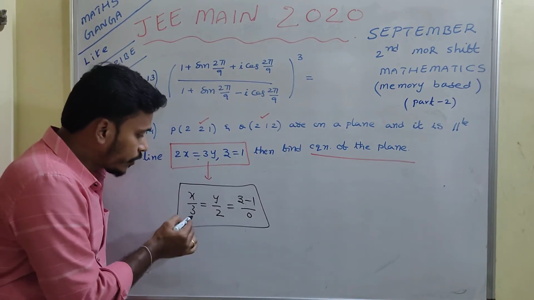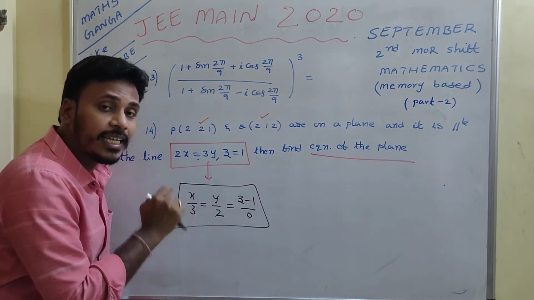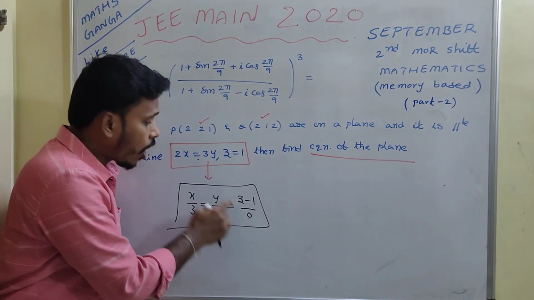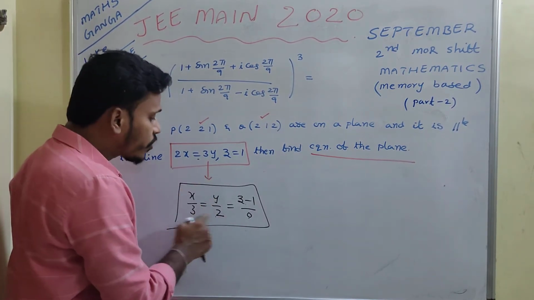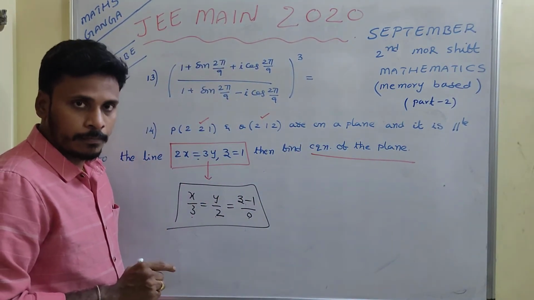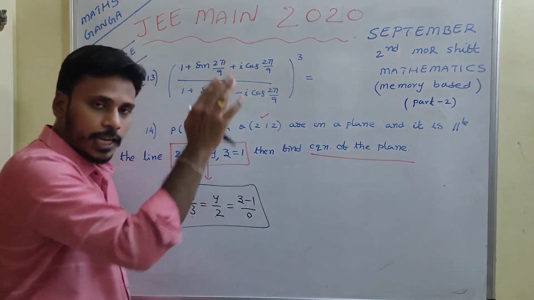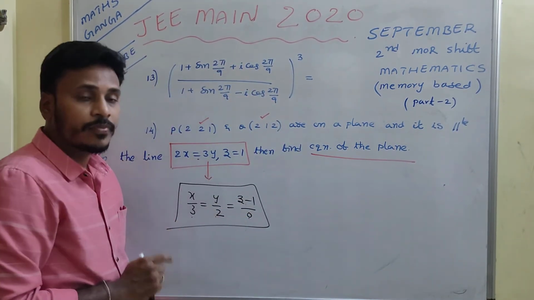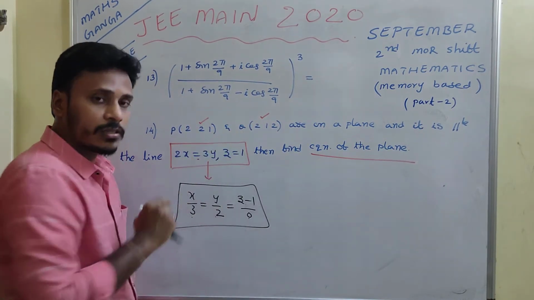Since this is the line, 3, 2, 0 are the drs of the line. These drs are perpendicular to the drs of the normal of the plane. For the plane there is a normal, and the drs of that normal are perpendicular to these drs as well as perpendicular to the drs of PQ.